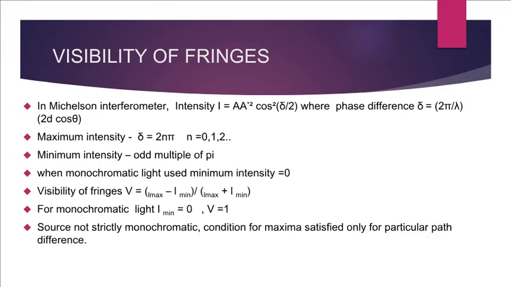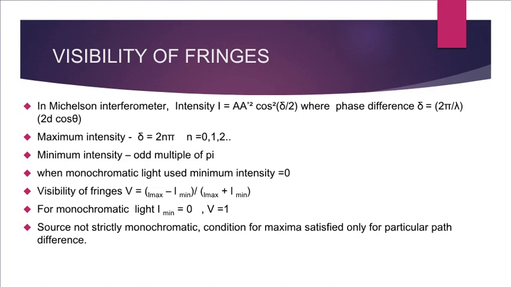Fringe visibility describes how good the interference pattern formed by the superimposition of two waves is, or how well we can distinguish between the bright and dim parts of the interference pattern. The phase difference between the interfering waves must be 2n pi for maximum intensity and an odd multiple of pi to observe a minimum intensity. If I max and I min are the maximum and minimum intensity respectively, then visibility can be written as I max minus I min divided by I max plus I min.